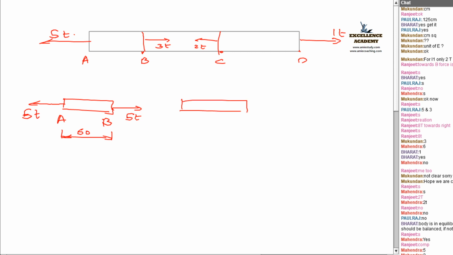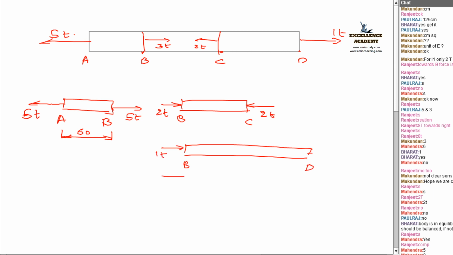Next I take BC. Here, the force is acting in this direction, 2 ton. Since the 2 ton is acting, a 2 ton should be given here also. Then how much is pending there? 1 ton is pending. How much is pending for C? Nothing. So I take BD, where 1 ton is acting in this direction and 1 ton in this direction. This is the free body diagram. Now you can solve it by means of P1 L1 plus P2 L2 plus P3 L3, into 1 by A.